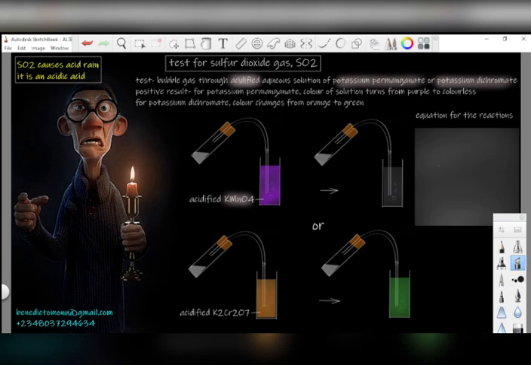The equation of the reactions that happen: the active part of the potassium permanganate in solution is the permanganate ion. The permanganate ion is MnO4, and it has a charge of -1. The active part of the potassium dichromate is the dichromate ion, which is Cr2O7. It has a charge of -2.